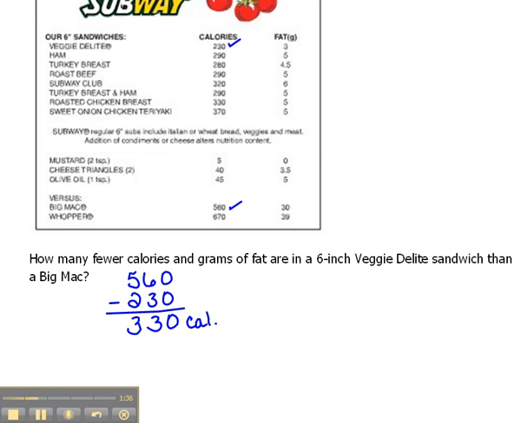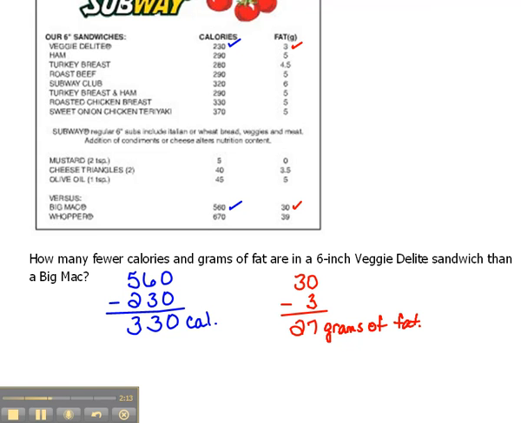Now it also asked us about fat grams, so we need to look at those also. The Big Mac has 30 fat grams and the Veggie Delight has 3 fat grams. So if I were going to look at that, the Big Mac has 30, the Veggie Delight has 3. If I want to find out how many fewer there are, that's telling me to subtract. And this one we could actually do in our head, because what is 3 from 30? That would leave us with 27 fat grams.